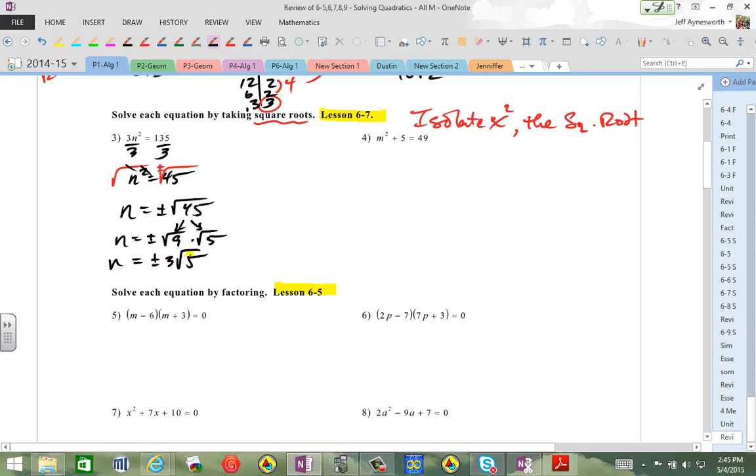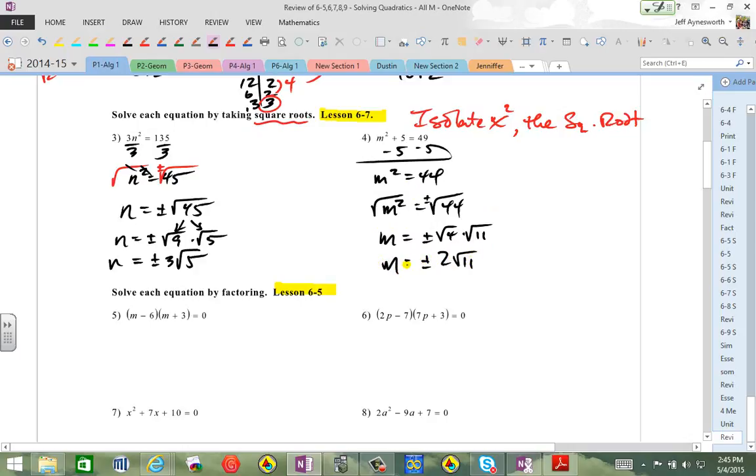On this one, you're going to subtract 5. You get m squared equals 44. You have to square root both sides. And you get m is equal to plus or minus root 4 times root 11. Because 4 times 11 is 44, right? And you get plus or minus 2 rad 11. So isolate then root. Step 1, isolate the square. Step 2, square root. That's how you handle all of these.